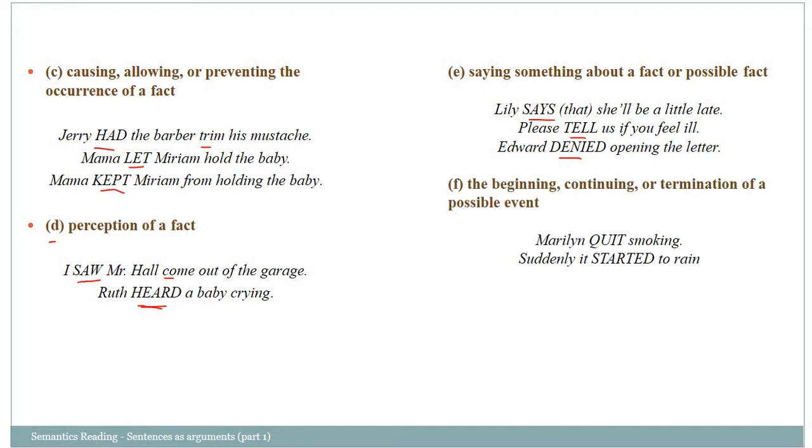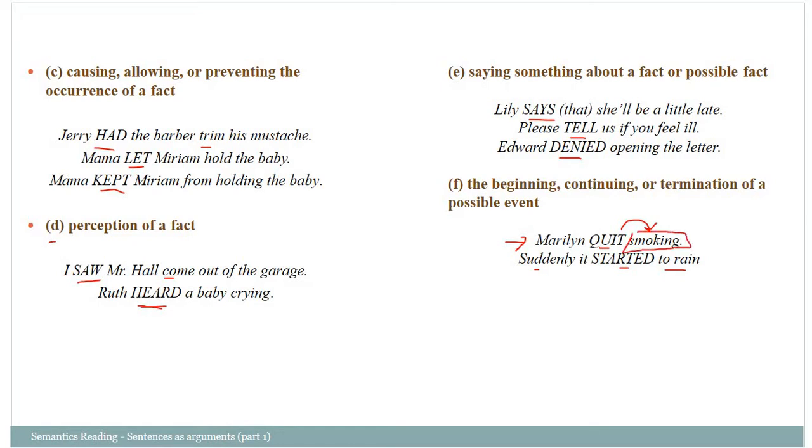And the last item is the beginning, continuing, or termination of a possible event, like Marilyn quit smoking. Suddenly it started to rain. You might ask, for example, where is the clause here? There isn't a full sentence, yes, but still quit gets a gerund clause, which is smoking here.